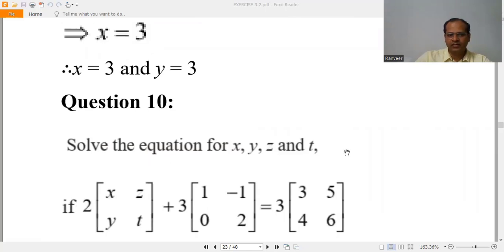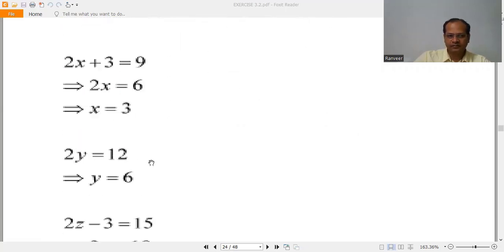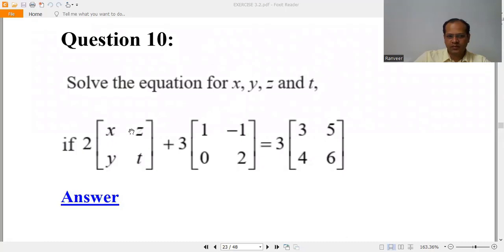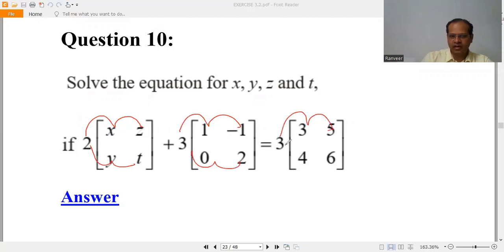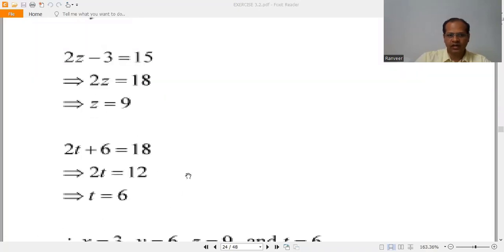Solve the equation for x, y, z and t. This is the easiest question, all repeated types of questions, you can solve on your own and check your answer. 2x plus 3 equal to 9, so 2x plus 3 equal to 9, directly we write the corresponding elements one by one. Once we write this, multiply, multiply, multiply, and after that add these two, and you have to match the corresponding elements. This is the only thing. x equal to 3, y equal to 6, z equal to 9, and t equal to 6.